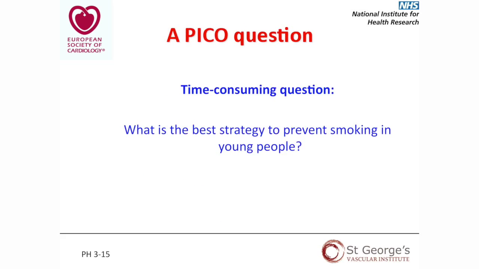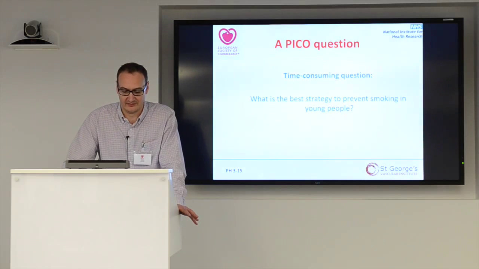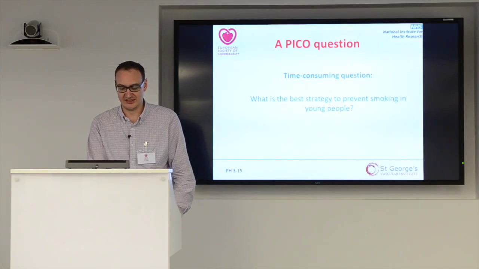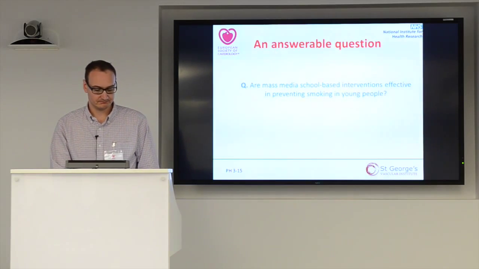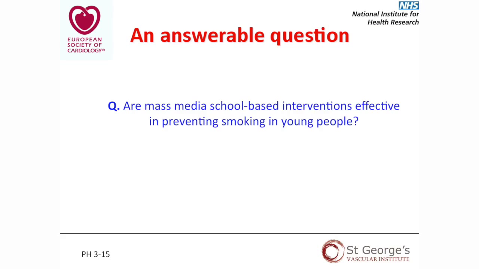Now, I'll run through an example of how you can take a very time-consuming question and perhaps narrow it down to something that's answerable by using this PICO route. So a question might be, for example, what is the best strategy to prevent smoking in young people? Now, that's almost unanswerable, I'd have thought, or certainly you could spend an entire career trying to do so. You might make that more answerable by saying, are mass media school-based interventions effective in preventing smoking in young people? So already you've narrowed it down considerably.